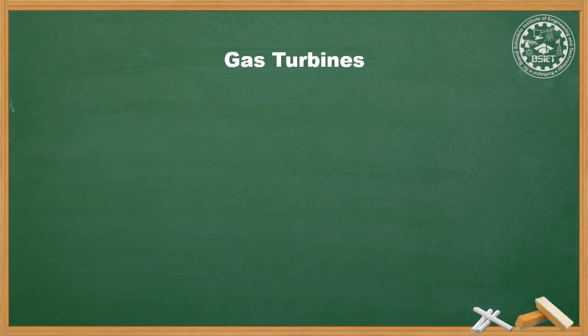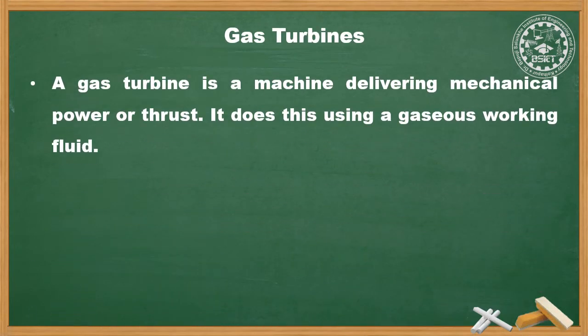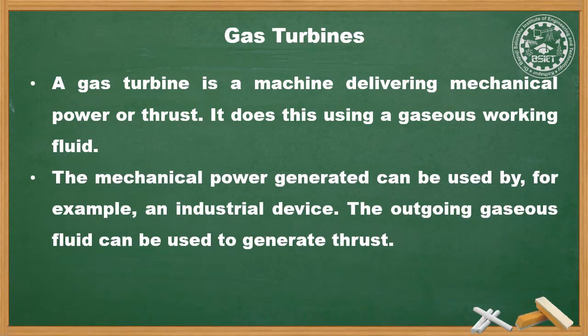Gas turbines. A gas turbine is a machine delivering mechanical power or thrust. It does this using a gaseous working fluid. The mechanical power generated can be used, for example, to drive an industrial device. The outgoing gaseous fluid can be used to generate the thrust.